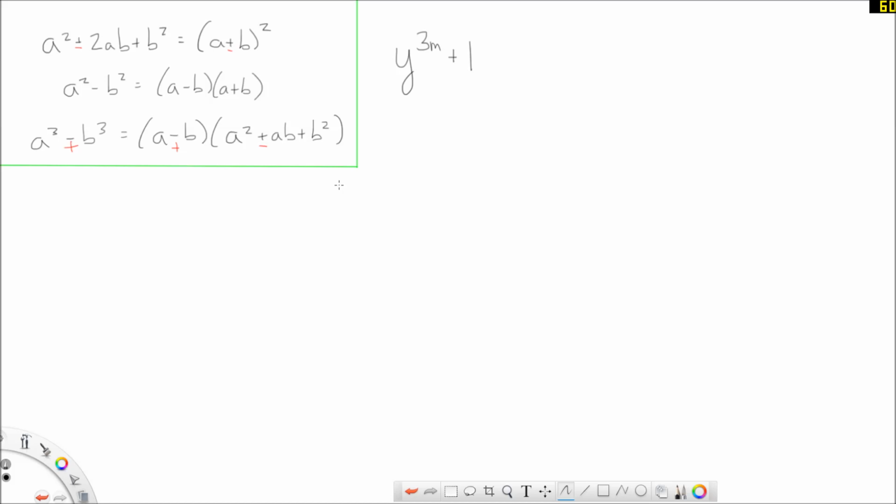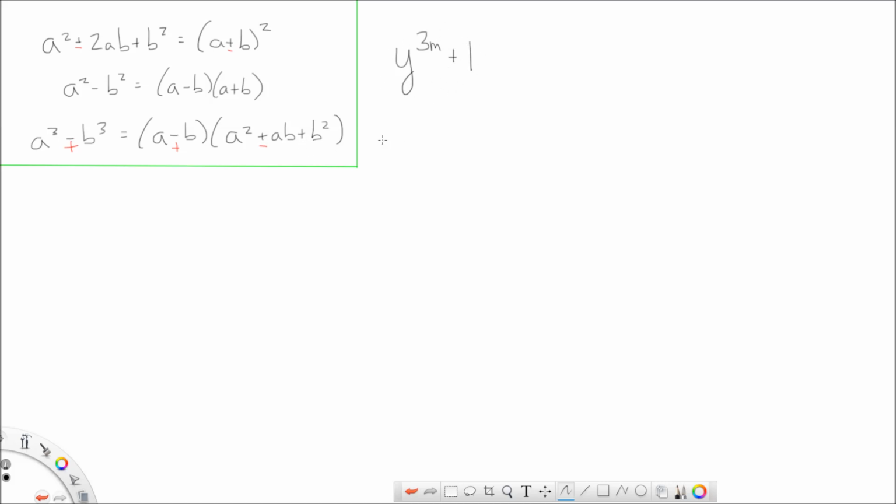So the very last example in this long factoring section is we want to factor y to the 3m plus 1. If we have just two terms with addition between them, the only way we're going to be able to factor that using a special product is if we have a perfect cube plus a perfect cube. If we have a perfect square plus a perfect square, we don't have a rule for that. That can't be factored. But if we have a perfect cube plus a perfect cube, then we should be able to factor it using this formula. So the first thing to check is, are both of these perfect cubes?